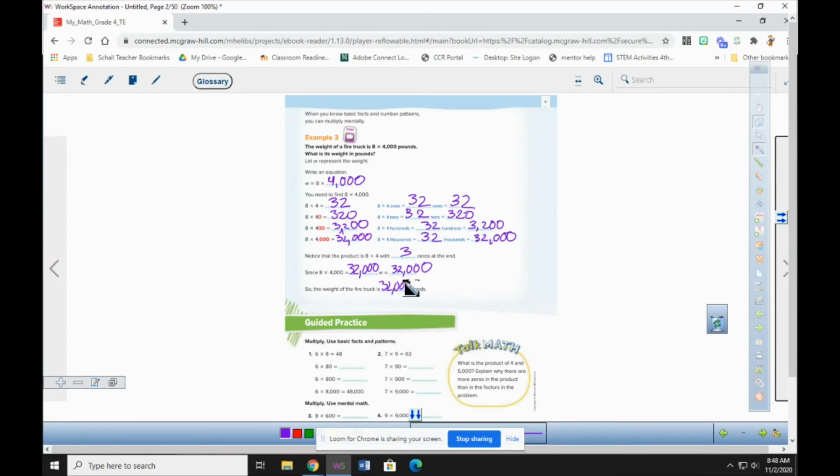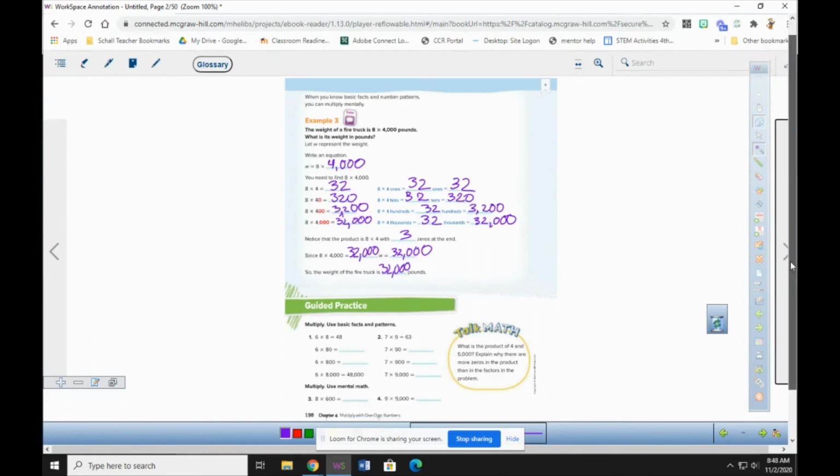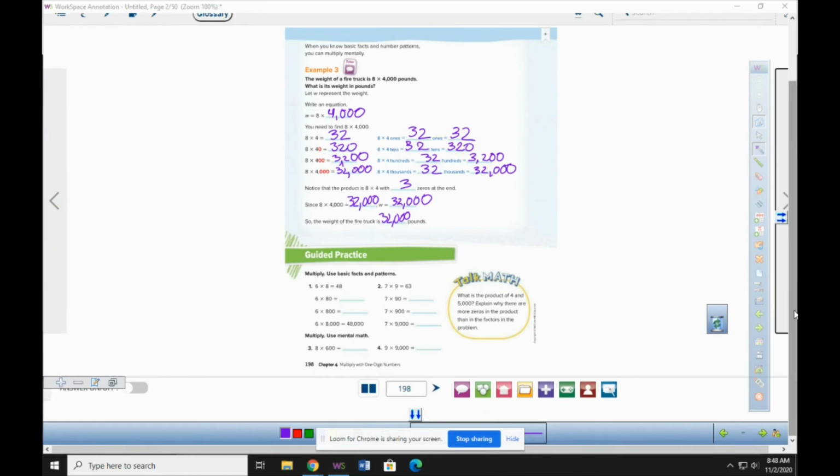Let's do just 2 more examples. Number 1, they've already given us our simple basic math fact. 6 times 8 equals 48. So if we know that, we can fill in the rest. 6 times 80, it's going to be that 48 with 1 zero. 6 times 800, 48 with 2 zeros, and they've already done the last one, which was 6 times 8,000, which again was 48 with 3 zeros, or 48,000.